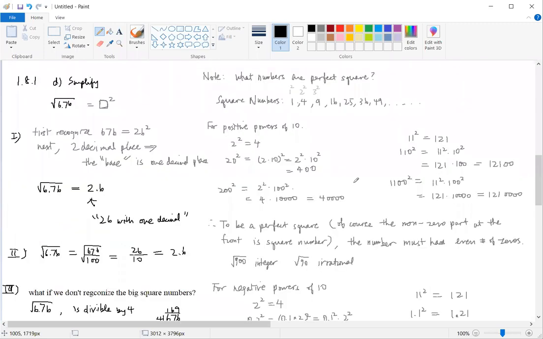Okay, so I'll pause here. You guys can write this down or take a screenshot. Okay, so anyway, the answer is 2.6. Just in case the writing here looks messy to you, the answer is this.